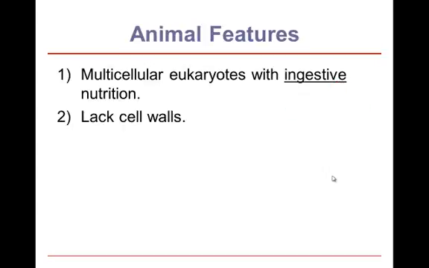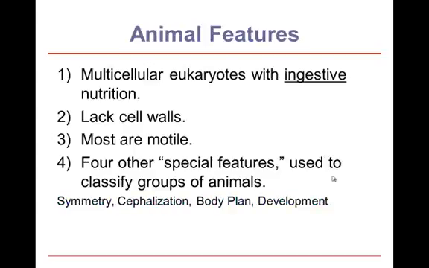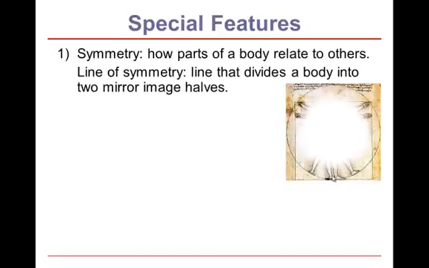A second feature of animals is that animals have cells that do not have cell walls, so they lack cell walls. Most animals are motile. Motile is the same as mobile, so we talk about motility, same way we talk about mobility. We also include four other special features, which include symmetry, cephalization, body plan, and development. And so let's talk about those special features.